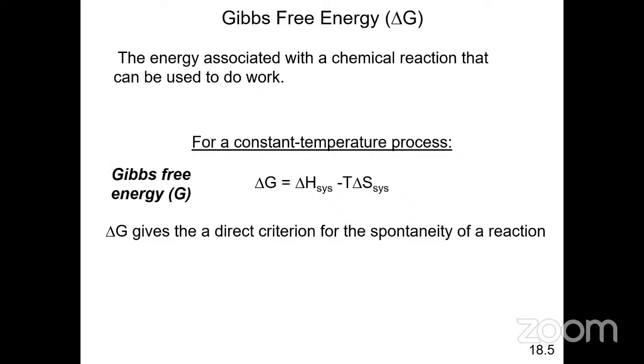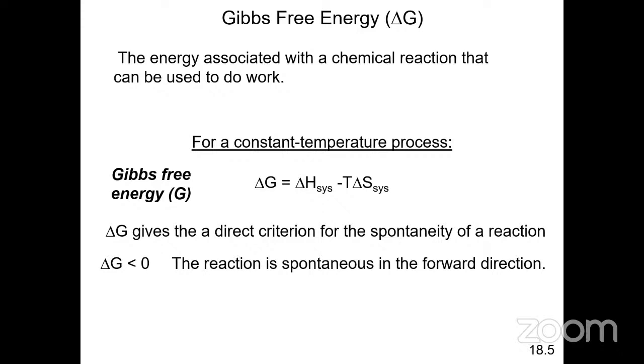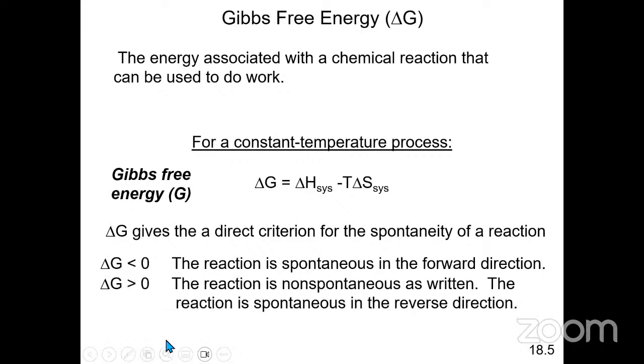So if delta G is less than 0 or negative, that means that the reaction is spontaneous in the forward direction. If delta G is positive, that means that the reaction is non-spontaneous in the forward direction. And in fact, it will be spontaneous in the reverse direction, all right? And then we have the final option where delta G is equal to 0. That basically means that the reaction is in equilibrium, all right? So delta G is what we look at in order to determine whether or not a reaction is spontaneous, right?